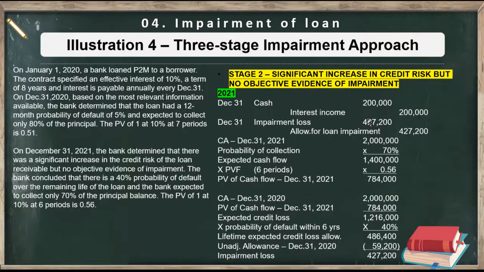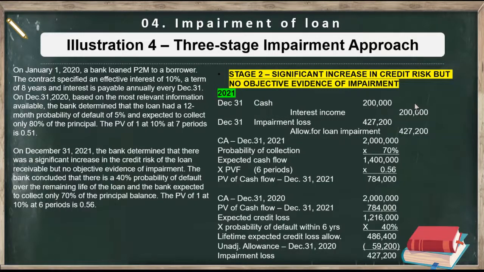427,200. If you're asked in the problem, how much is the allowance for loan impairment in 2021? What would be the answer? So, kung allowance ang gipangayo, that would be 486,400. Okay, katong sum sa last year nga 59,200 o this year nga 427,200. If you're asking the problem, how much is the interest income in 2021, the answer would be 200,000.